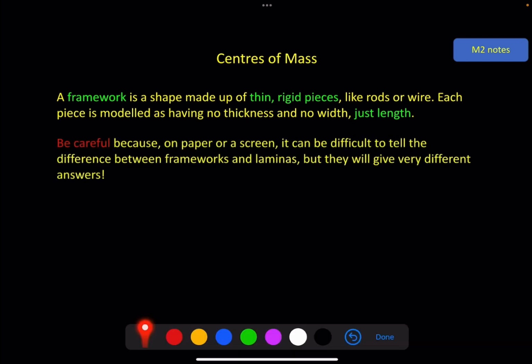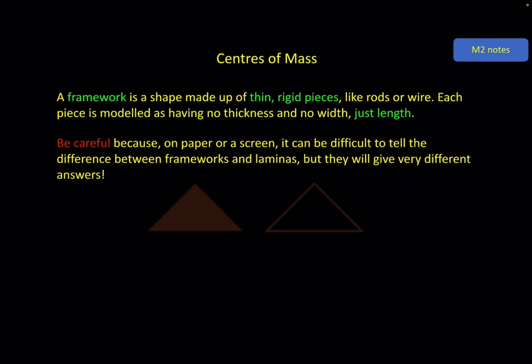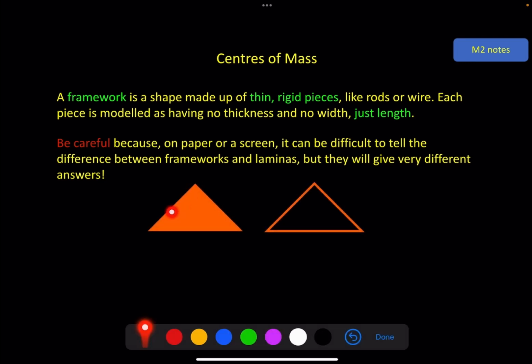But we've got to be careful, because on paper or on screen, sometimes it can be difficult to tell the difference between a framework and a lamina. But the two will give very different answers, so you need to be clear which one you're working on. I will fill the color for a lamina and leave just the border for a framework. So a framework is this plus this plus this, and in the middle this is a hole. So this is like a coat hanger, whereas a lamina is like a piece of paper, it's got all of this area in the middle included.